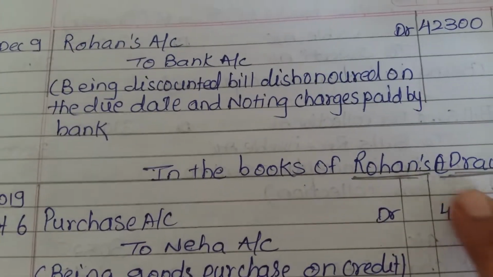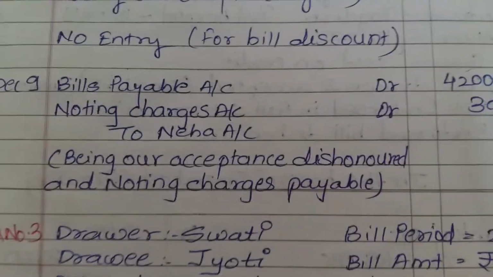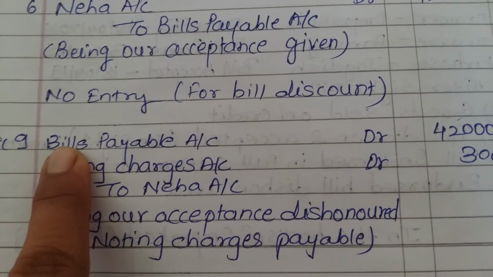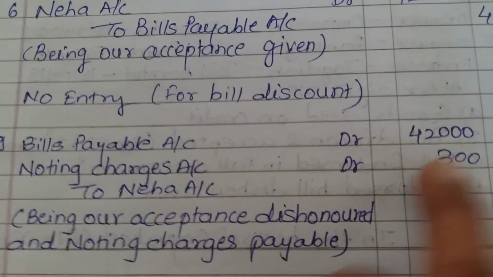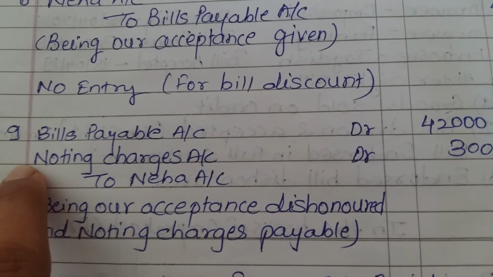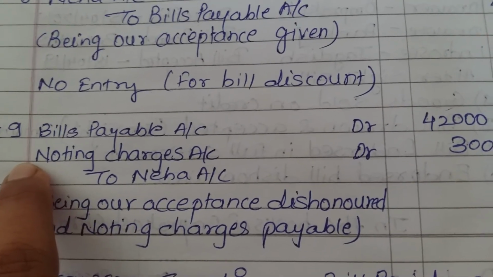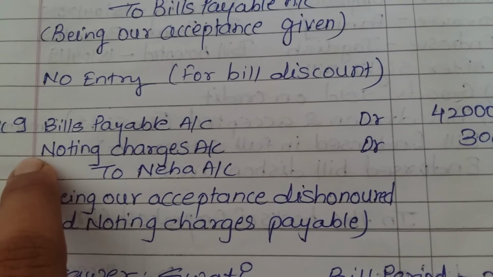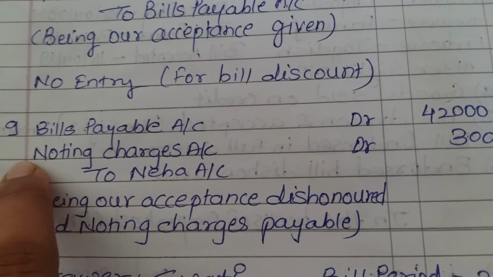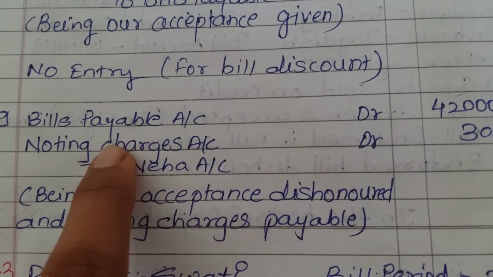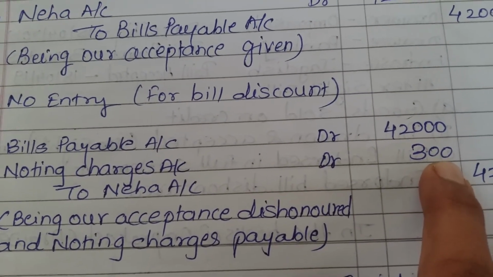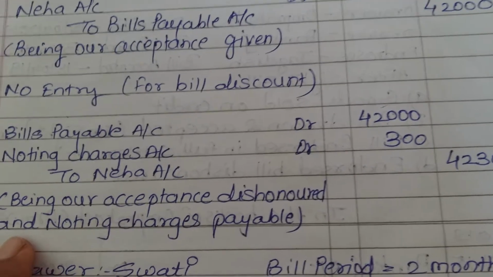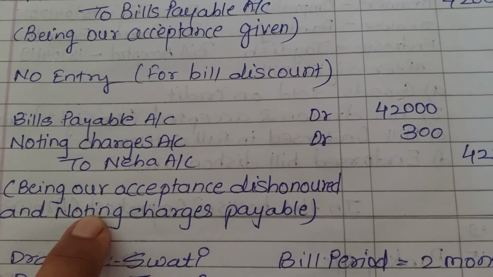Now, what will be the entry in the books of Rohan, who is the drawee? See the entry, bills payable account debit, right, because the bill is dishonored. So bills payable account debit 42,000. Noting charges, why is it debited? Because of Rohan, the drawer Neha has to pay the 300 rupees as charges. So Rohan will pay the 300 extra. So the noting charges will be debited, and Neha's account credited 42,300, being our acceptance dishonored and noting charges payable.